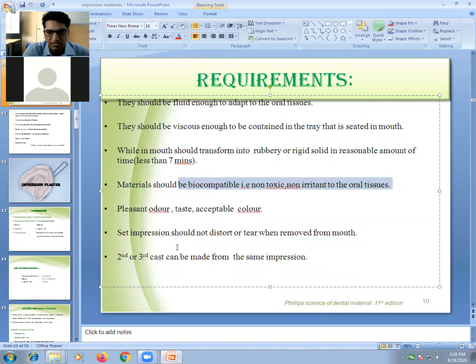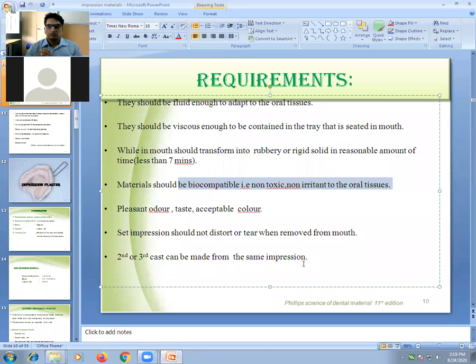The set impression should not distort or tear when removed from the mouth. Now, till now, these are all the properties before putting into the mouth. After it sets in the patient's mouth, while removing from the mouth, it should not tear or distort. If a premolar tears or after distortion becomes a molar, it is not useful for us. The same impression we made during setting should be removed from the mouth with a single jerk. Okay. The second and third cast should be made from the same impression.